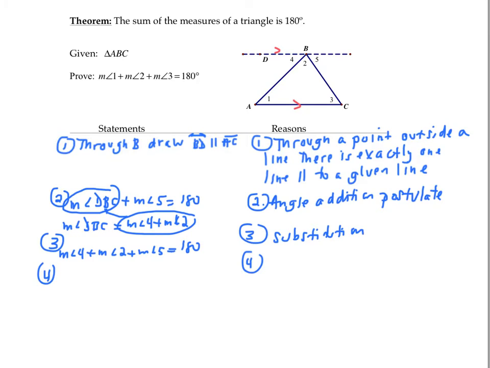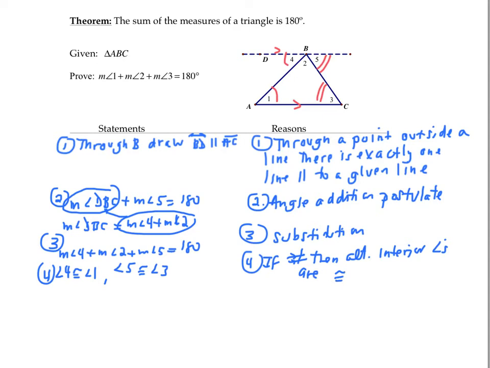Okay, next, we're going to use our parallel lines to say that angle 4 is congruent to angle 1 and angle 5 is congruent to angle 3. But we also have to change those congruent statements to equations so we can use substitution. So we'll start off by saying angle 4 is congruent to angle 1, angle 5 is congruent to angle 3, and that's because if two parallel lines are cut by a transversal, then alternate interior angles are congruent. Also in that same line, take a second and switch it to measure of angle 4 equals the measure of angle 1, measure of angle 5 equals the measure of angle 3.